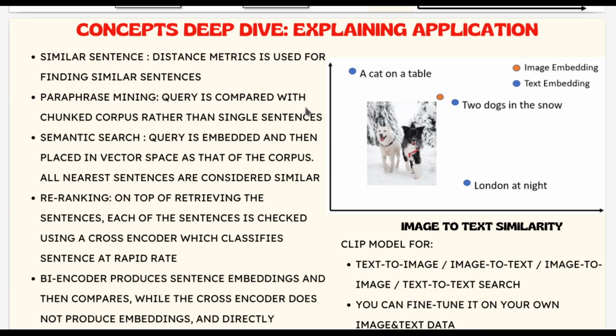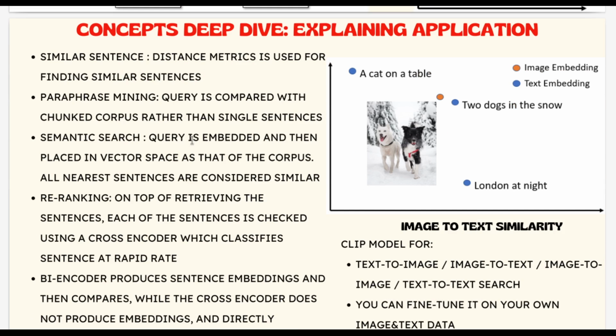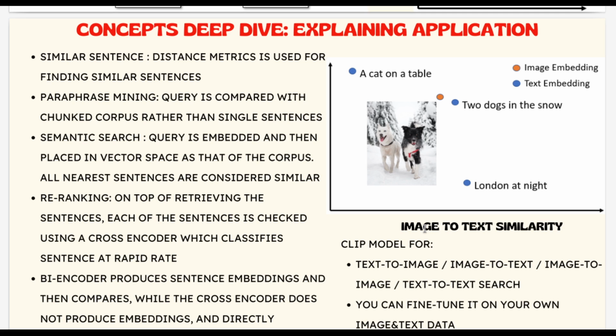As I was explaining all this, the distance metrics are used for finding similar sentences, paraphrase mining, semantic search, re-ranking. All these activities I had explained in the previous slide. I have written them for your reference. The most important application that I did not cover in the previous slide is image to text.